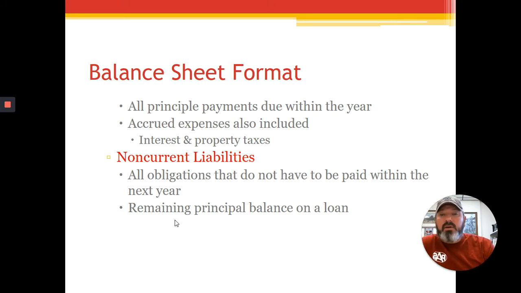We would also then separate non-current liabilities. So all financial obligations that do not have to be paid within the next year. So if you have a mortgage and you make the principal and interest payment that's due this year, the remaining principal and balance on the loan actually goes in the non-current liabilities section. That would be money that is due later, but you still owe it. So it's important to account for it.